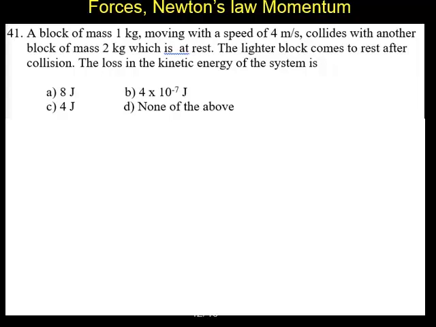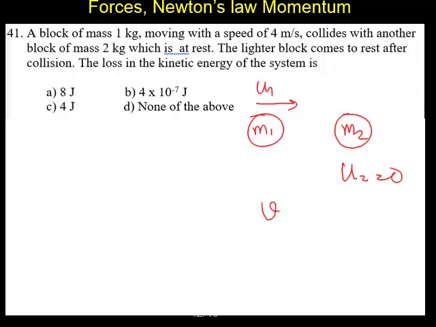So to solve this, we go for the situation. Let us take two balls. Let us take this as m1 and this as m2. This is moving with a velocity of u1. This has an initial velocity of u2 equal to 0. Then after collision, what happens? This has a velocity v1, and this has velocity v2, but v1 becomes 0 because the light block comes to rest. So there is a v2 and u1.